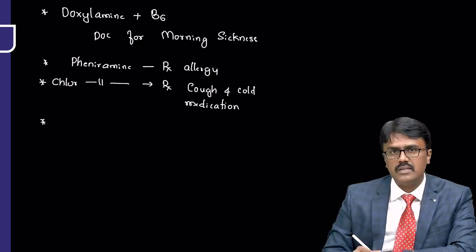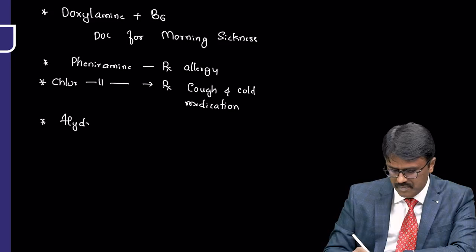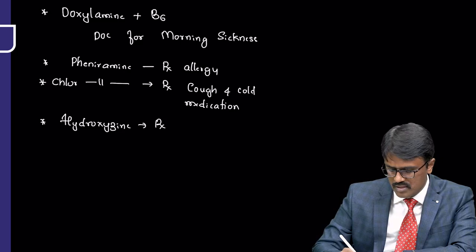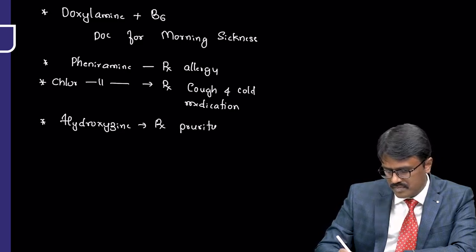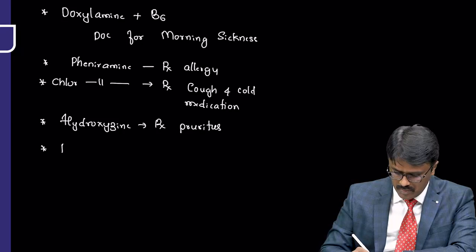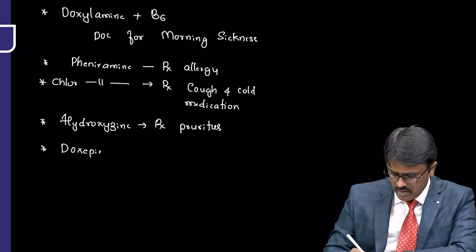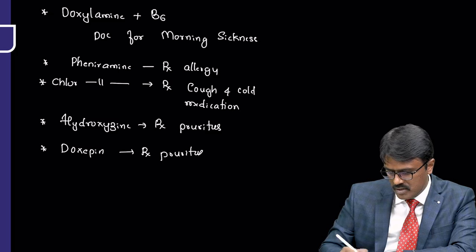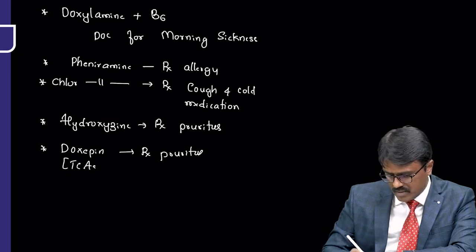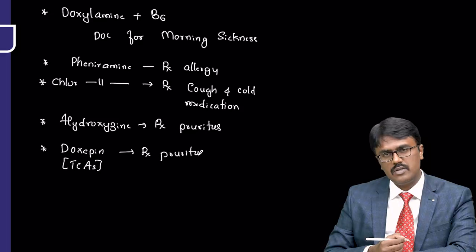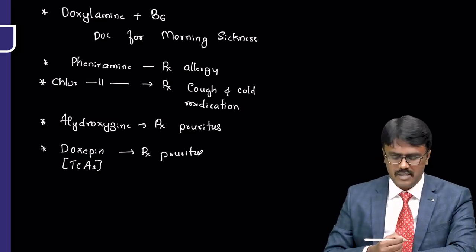The other antihistamine is hydroxyzine. Hydroxyzine is one of the commonly used antihistamines by dermatologists. It is used to treat pruritus. One more drug, doxepin, is also used to treat pruritus, but it's a different kind of drug. It belongs to the tricyclic antidepressants. So TCA doxepin has antihistamine property. That's why I have told you here. It is used for the treatment of pruritus, that is itching.